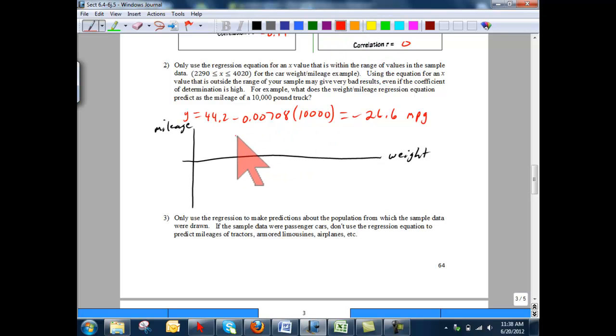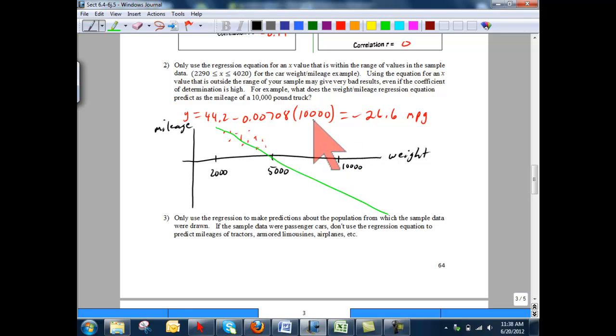And we had data that looked roughly like this. It was falling in the 2,000 to 5,000 pound range. And then when we asked Excel to do linear regression, it drew a line that looks something like this. And now we come along with a car or a truck that weighs 10,000 pounds.